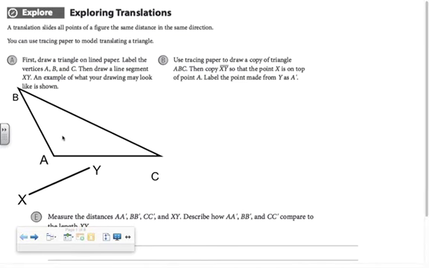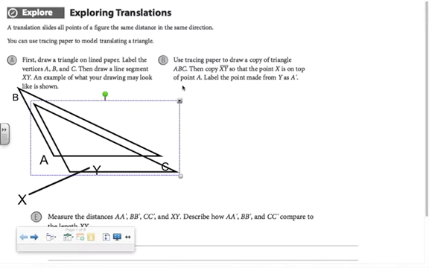On the screen, I'm going to simulate the activity that your lesson is describing. Your lesson describes doing this on tracing paper, and my hope is that I can duplicate that process as closely as possible. So part A, step A says first draw a triangle, label it ABC, and then draw a line segment XY. So your diagram might look like this. And then it says use tracing paper to draw a copy of the triangle ABC.